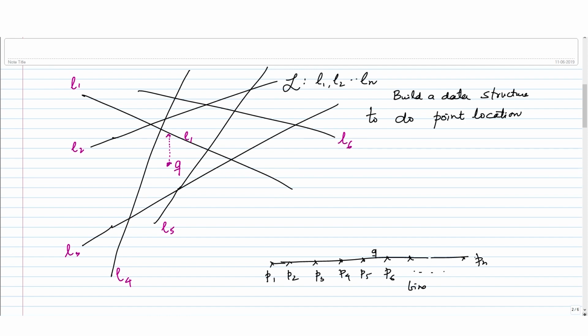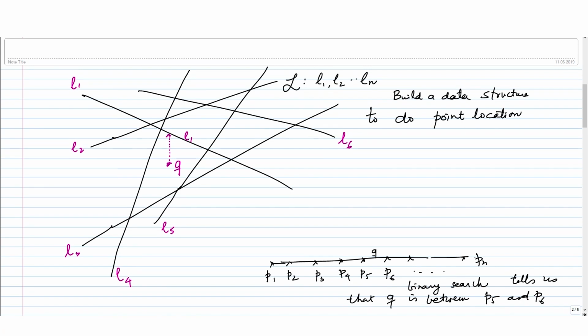So binary search tells us that Q is between P5 and P6. Okay. For that I have to sort the points and build the data structure, and then I just do the binary search using the x coordinate of Q.